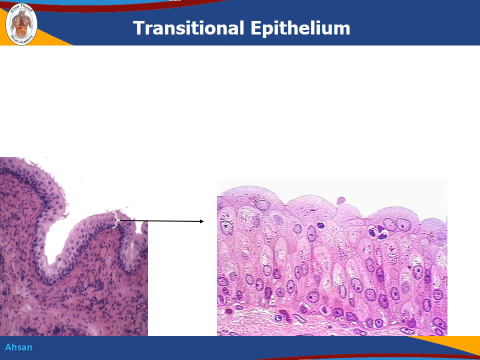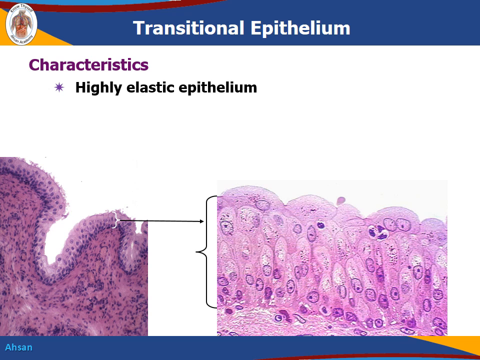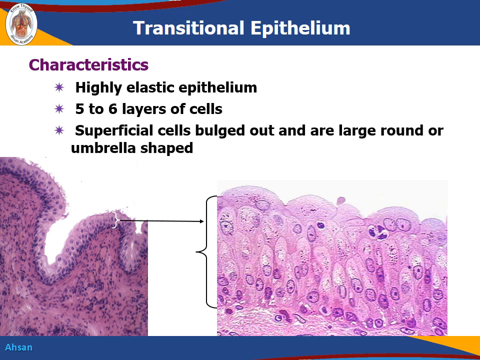This is transitional epithelium, and you can see the enlarged view. Transitional epithelium is highly elastic in nature and usually has 5 to 6 layers in the retracted condition, but if it is stretched, it becomes around 3 layers of cells. The superficial cells, you can see, are very large, rounded, bulging and umbrella-like. These cells show very slow turnover. They divide very slowly.